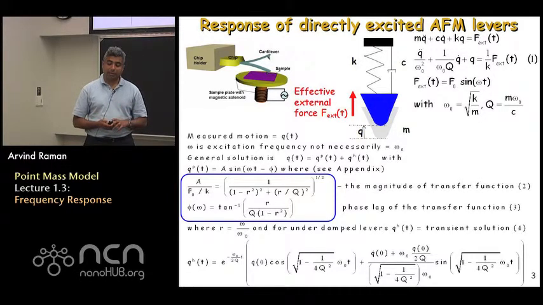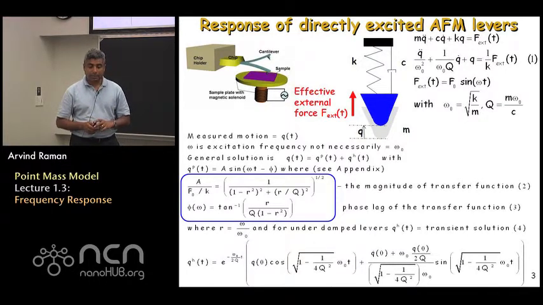In this case, the measured motion is going to be q of t, which is the tip displacement, and the drive or excitation frequency need not be the same as omega naught. Now, going back to your basic theory of ordinary differential equations, when you have a linear differential equation like this, and you have an excitation term on the right-hand side, we call it a non-autonomous ordinary differential equation, which generally has two components to the solution.